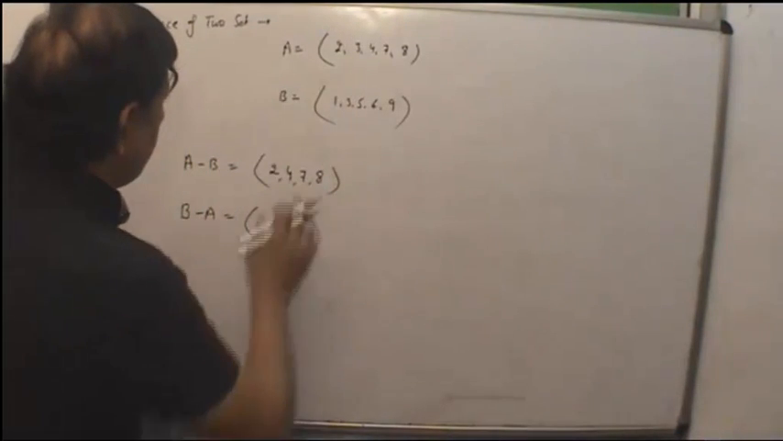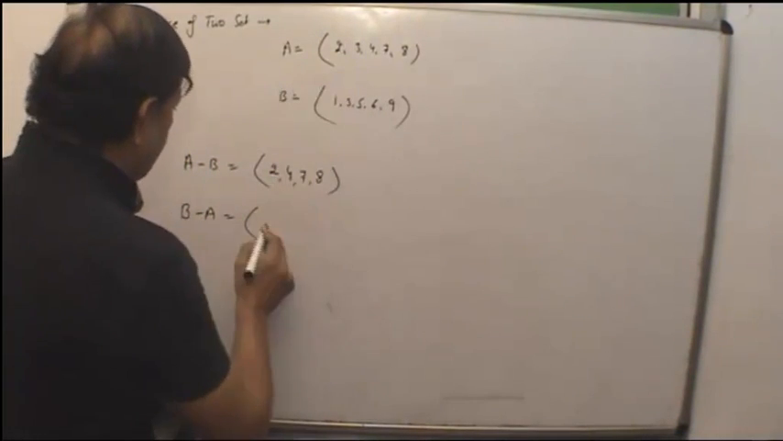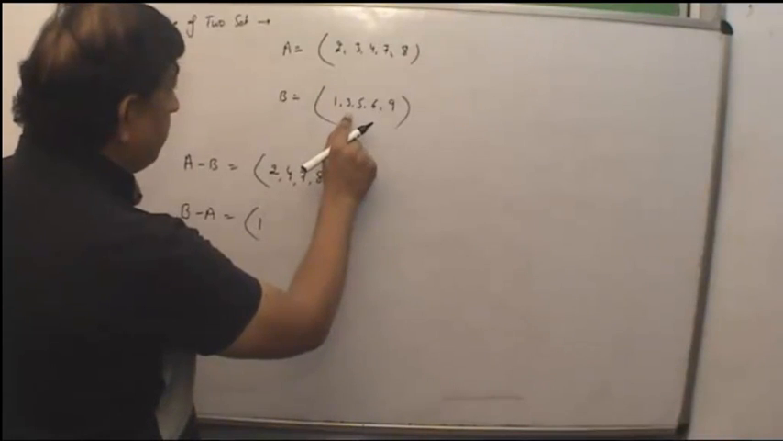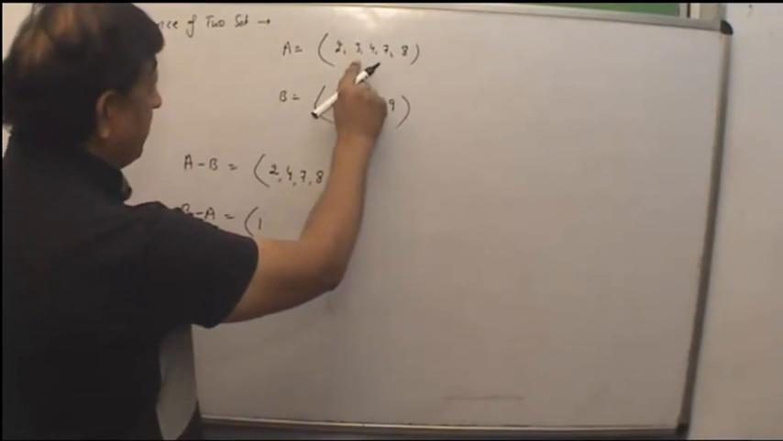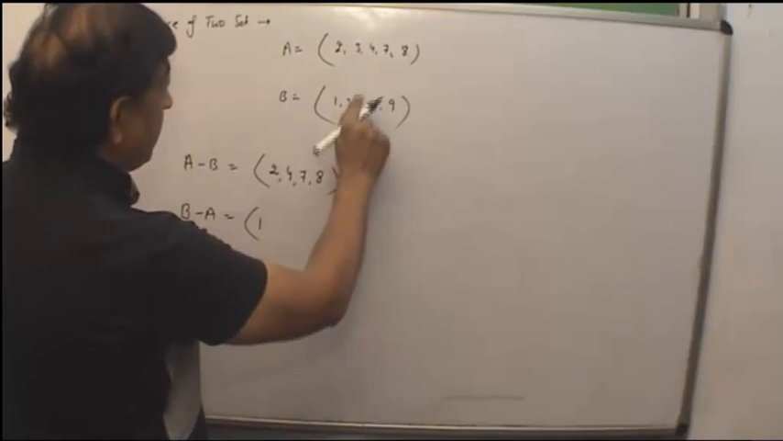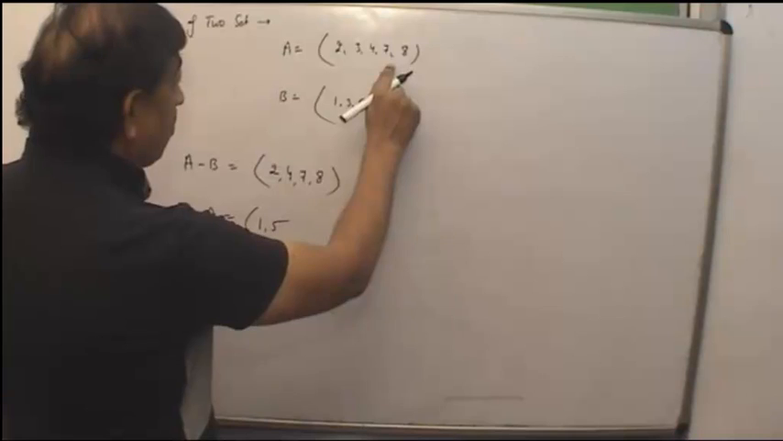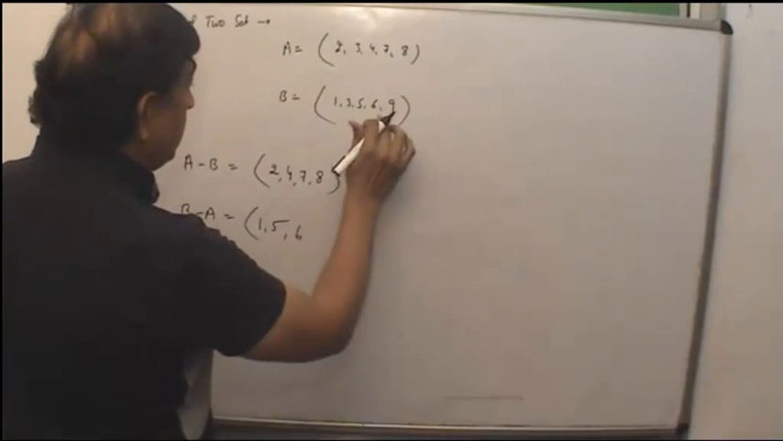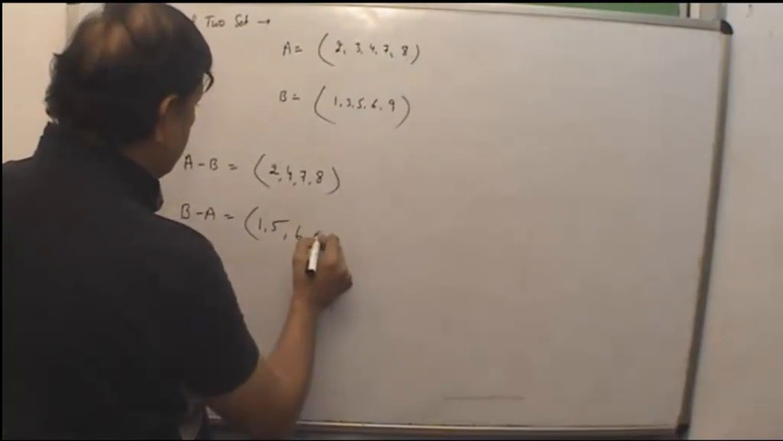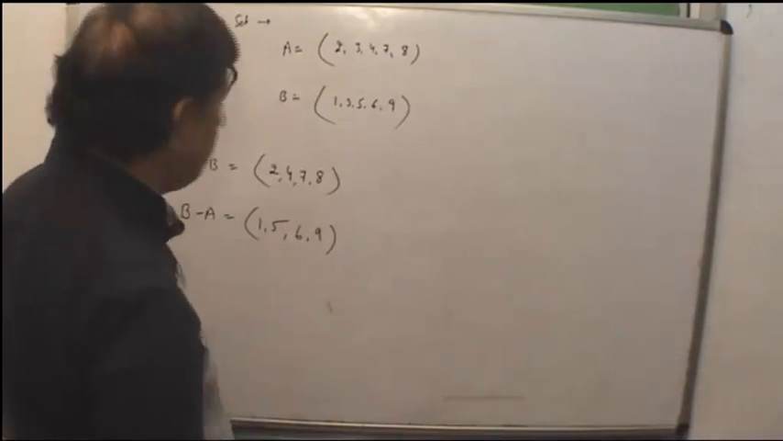Let us say 1 is present here, not present here. 3 is present here, also present here. 5 is present here, not present here. 6 is present here, not present here. 9 is present here, not present here. It is B minus A.